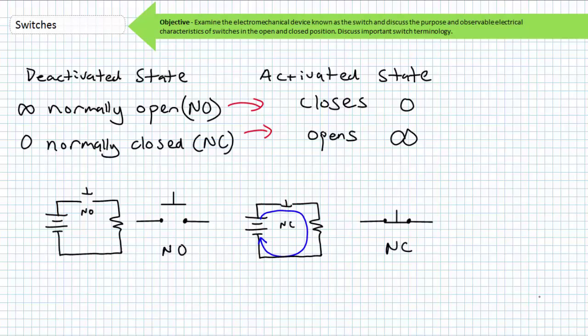Notice I've been using a slightly different schematic than the single-pole, single-throw switch we've previously employed.